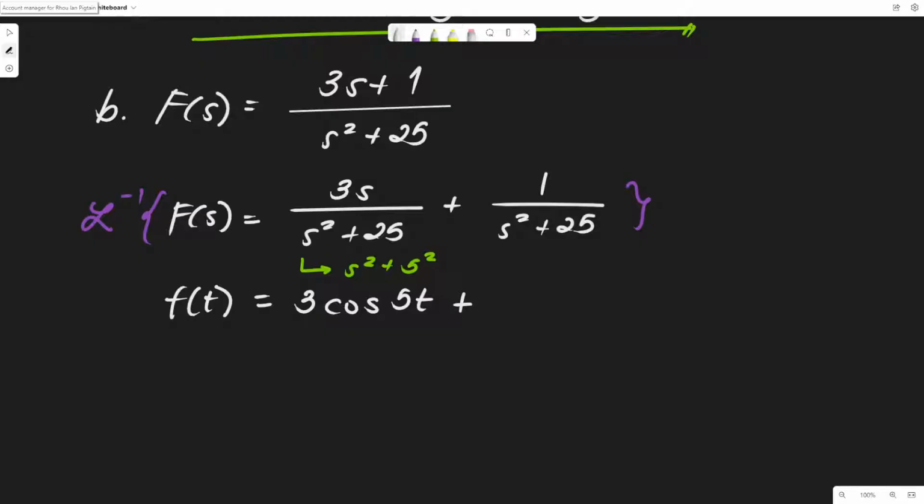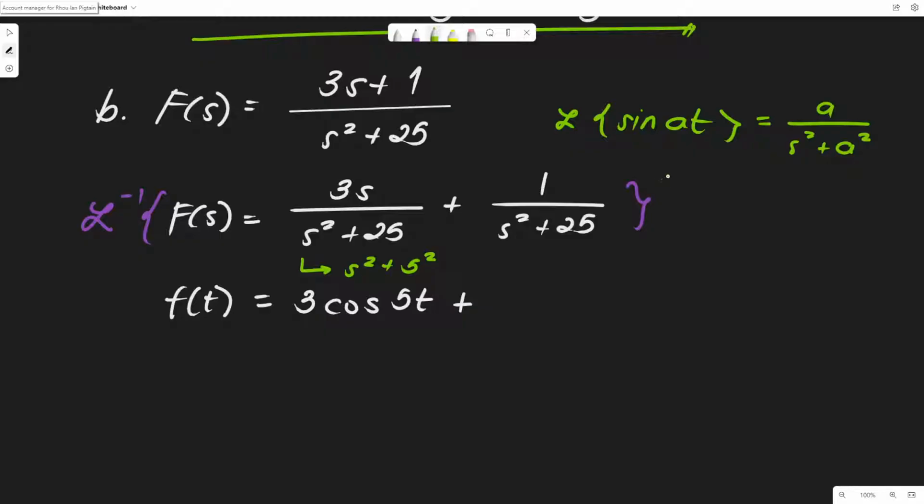we have 1 over s squared plus 25. Mayroon tayong formula for walang s sa numerator, which is sine, no? Pero however, the Laplace transform of sine at, pag kinuha natin yung Laplace transform nito, this is equivalent to a over s squared plus a squared. No? And wala tayong a na 5. Dito sa taas 1 ang meron tayo.